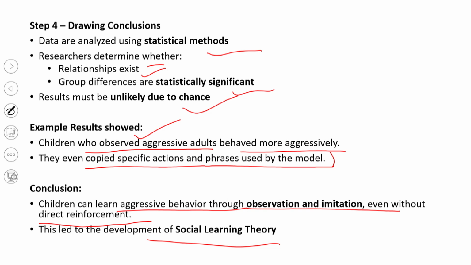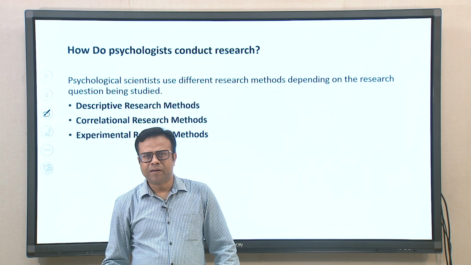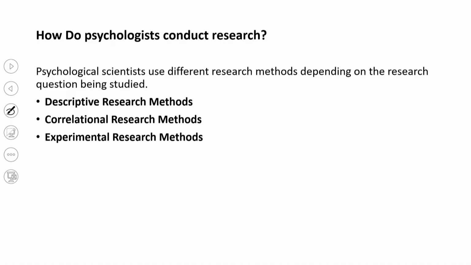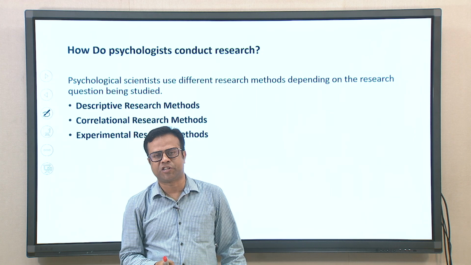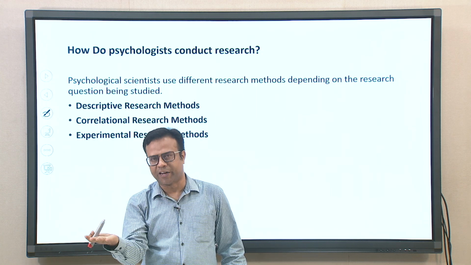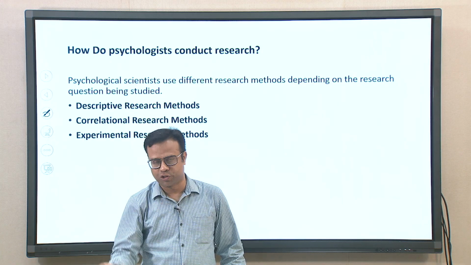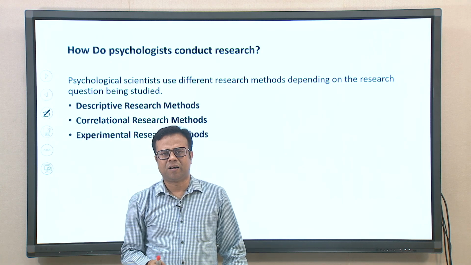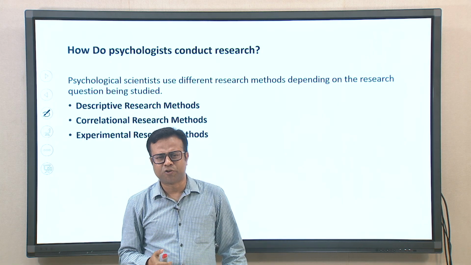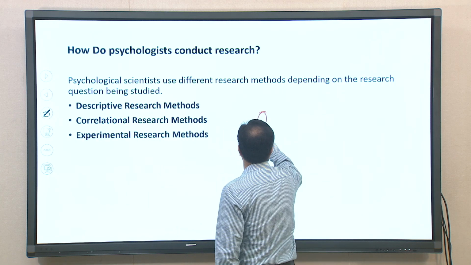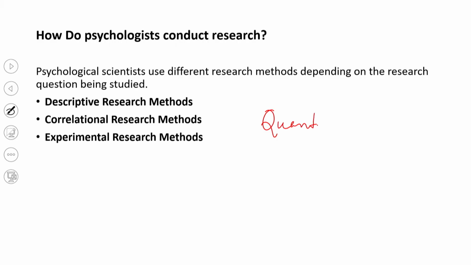So, these are the 4 steps that are followed in research. Now, how do psychologists conduct research? Step by step we have seen. Now, what are the different approaches or methodologies that a researcher can use in the field of psychology to answer their research questions? Typically, many methodologies are used. Broadly, we can say research could be quantitative, or research can be qualitative.